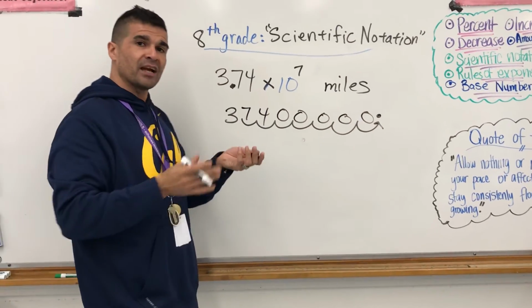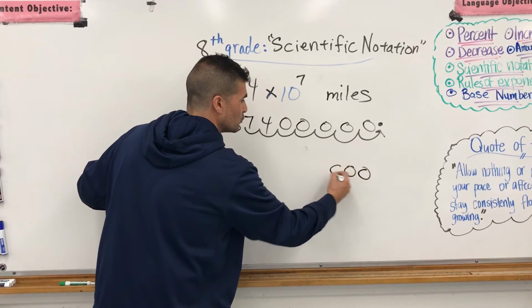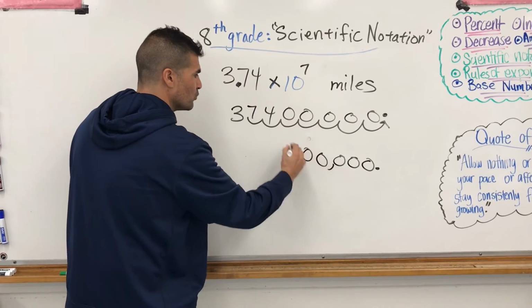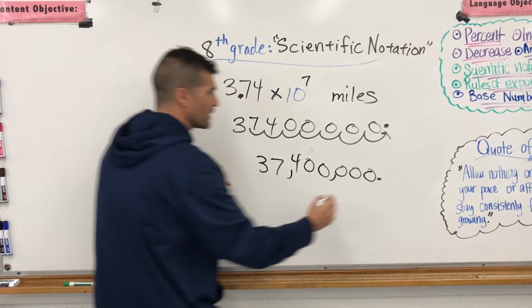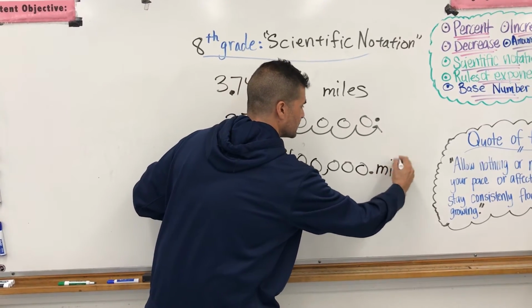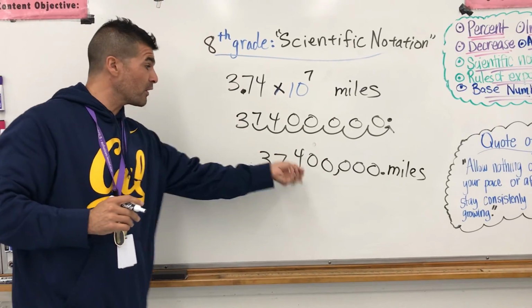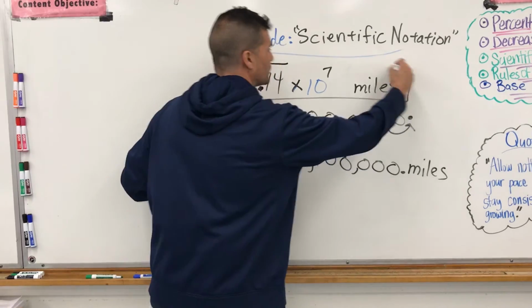Now, a lot of you guys don't put commas, but maybe you guys should get in the practice of that. 1, 2, 3, then a comma. 1, 2, 3, then another comma, and then 37. This is how many miles this is. This is actually 37,400,000 miles. This is why we use scientific notation.